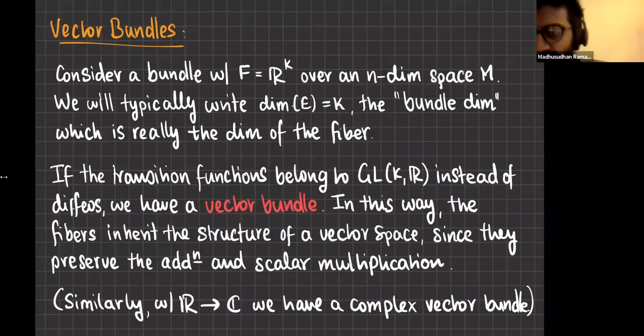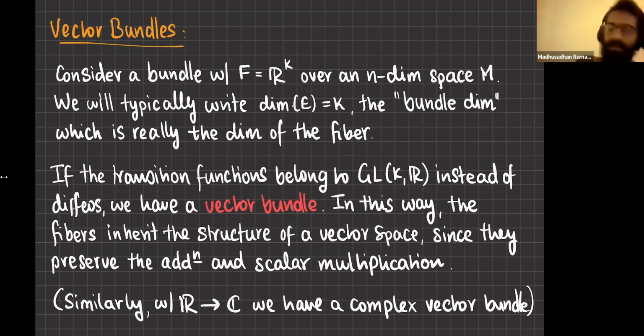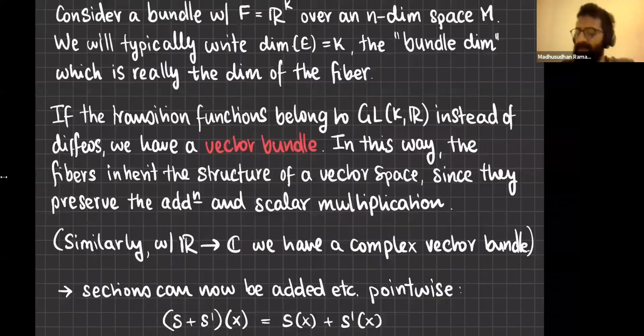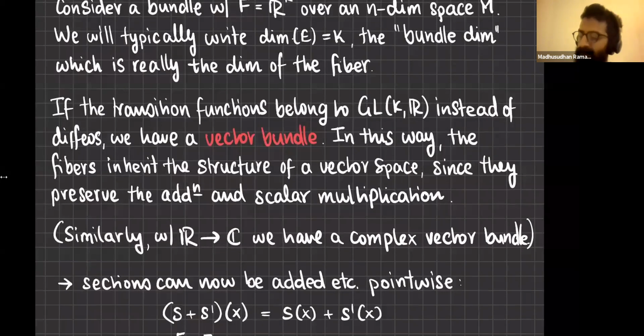Okay, and similarly, if I replace R with C, then we have what's called a complex vector bundle. So this here is a real vector bundle. If I replace R with C, then we have a complex vector bundle. So the notion of a vector bundle is really like a fiber bundle. It is a fiber bundle, but the transition functions, which we have to specify when we're constructing the object, are here elements of GL_k, the general linear group.